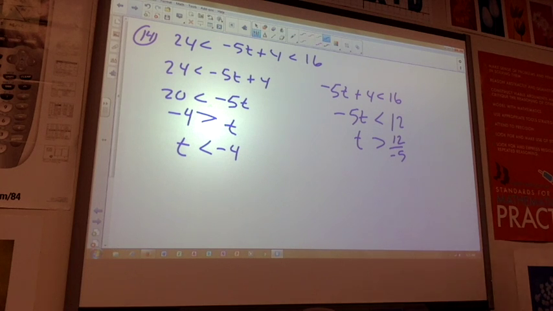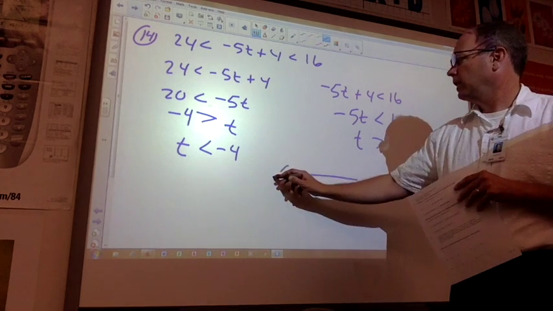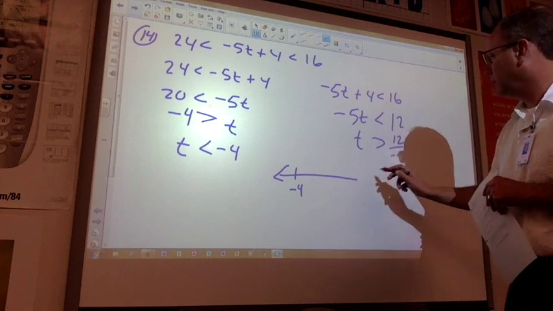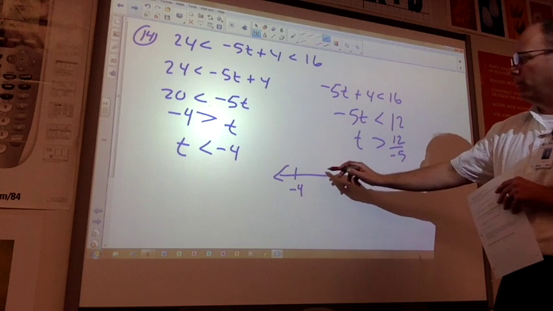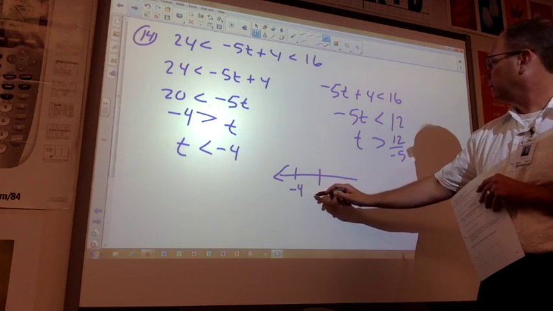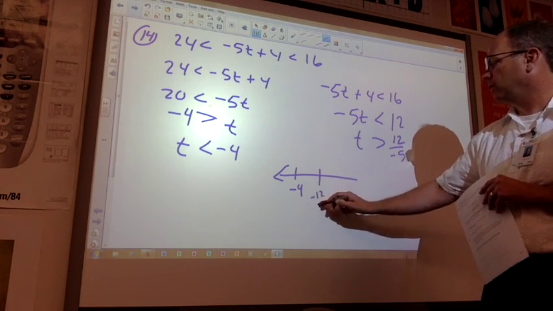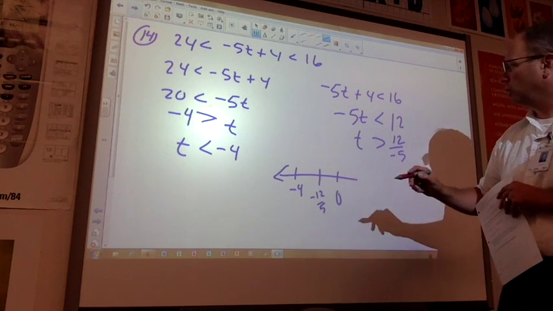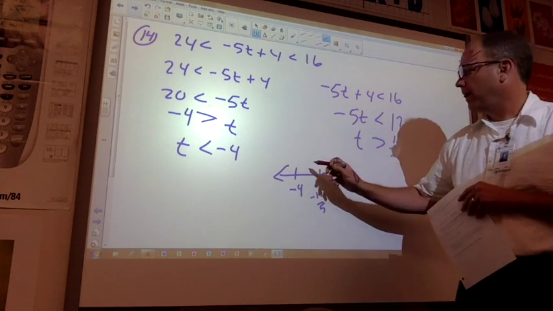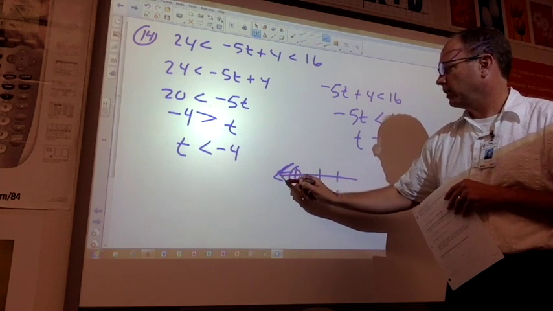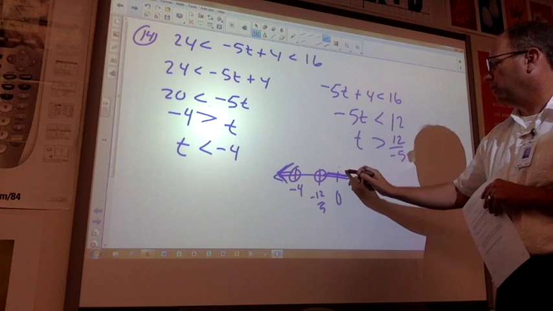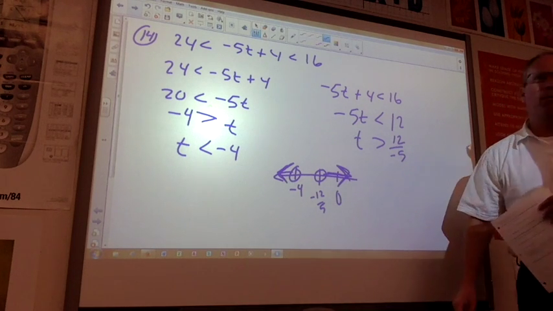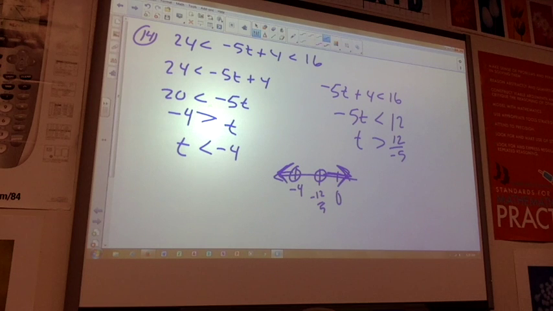So I'm going to just plot this on a number line. I have negative 4 here. And then that's a little bit more than negative 2, isn't it? So negative 12 fifths. Then you have 0 down here. Open circle going this way. Open circle going this way. What does this appear to be? An OR problem. How was it represented to us originally? As an AND problem.